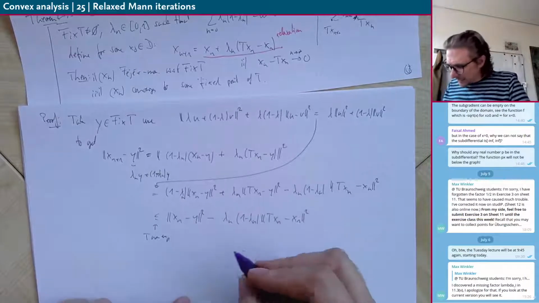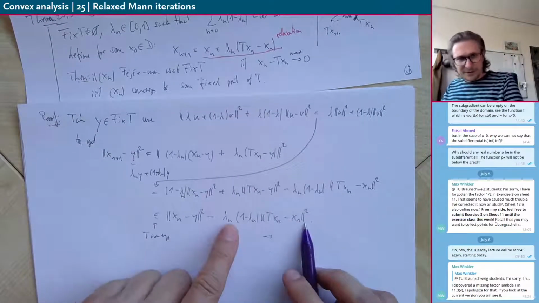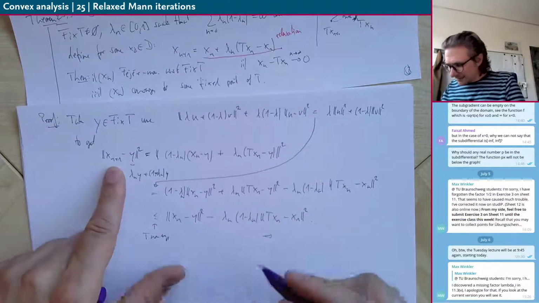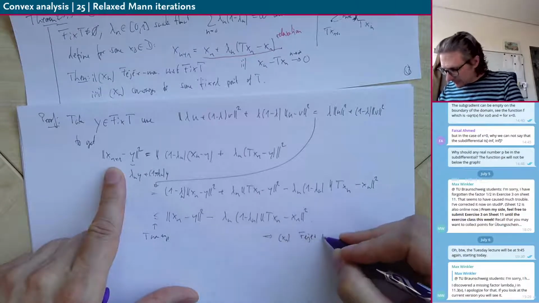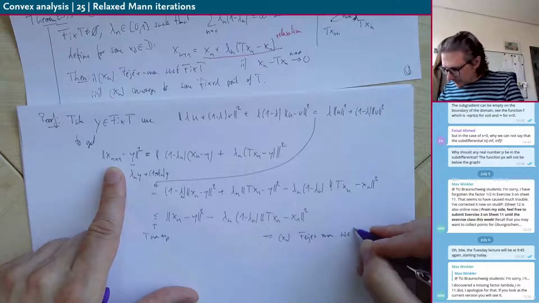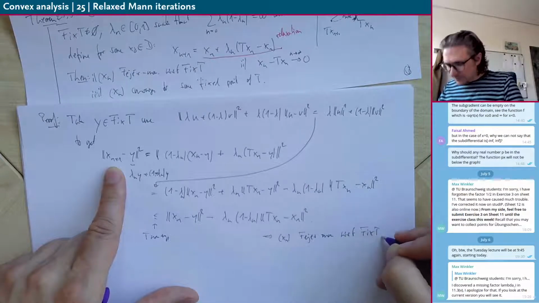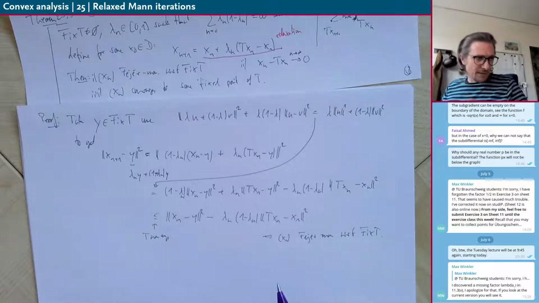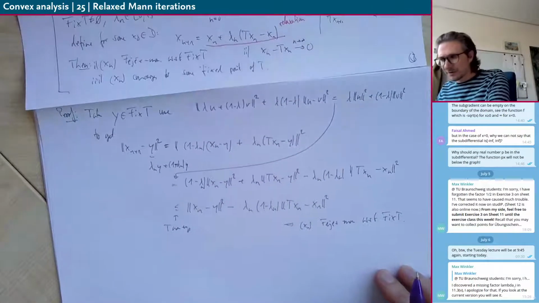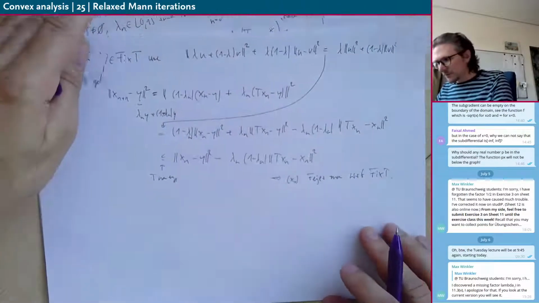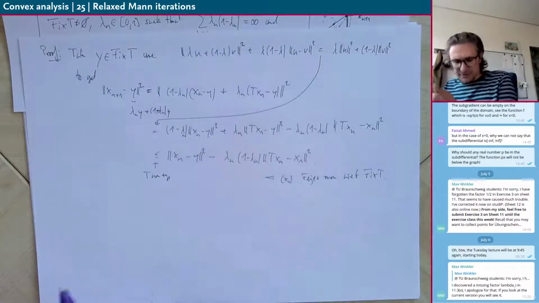Okay, so what do we get? Here we subtract something, so we get that xn is Fejér monotone with respect to the fixed point set of T already. That's already good. We know a lot of stuff about the xn. It converges, a lot is already known. Not enough, but it's already something.